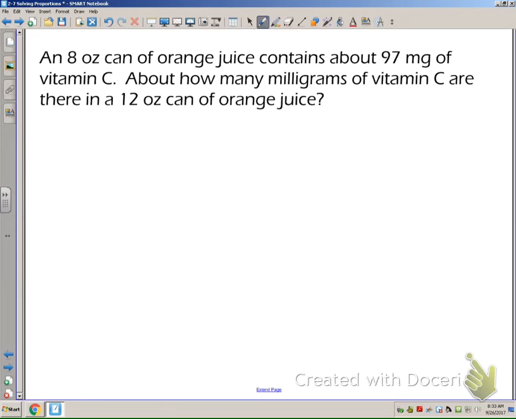So we're just going to set this up the same way we did the previous problem. Go ahead and pause the video and try. Okay, so 8 ounces contains 97 milligrams. So how many milligrams would there be in a 12-ounce can? Since I put 8 ounces on the top over here, I'm going to put 12 ounces on the top over here. So I want to know how many milligrams of vitamin C are in there.